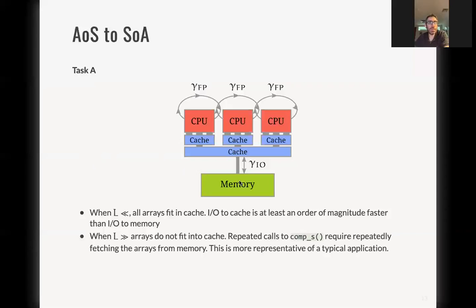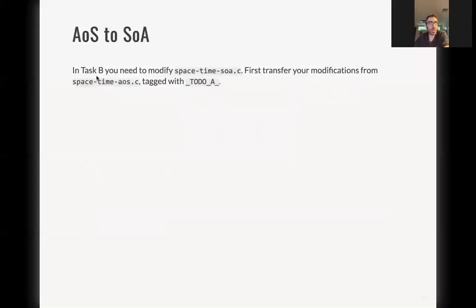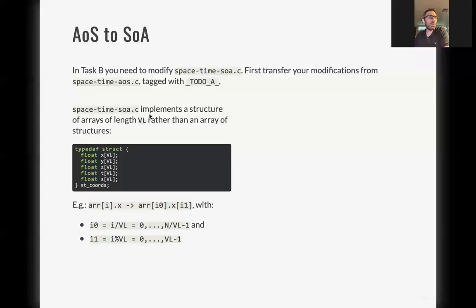Okay, so the next part of this exercise, which I will name task B, is to modify the file that ends with SOA. So first of all, you should copy the number of floating point operations and the number of bytes of IO that we filled in the previous example into this file, soa.c. But then you have more to do.